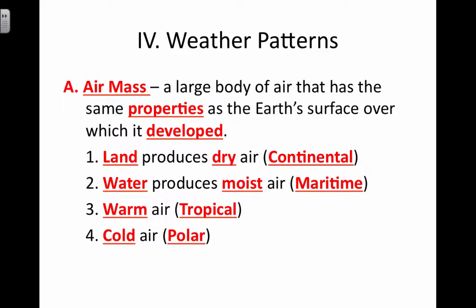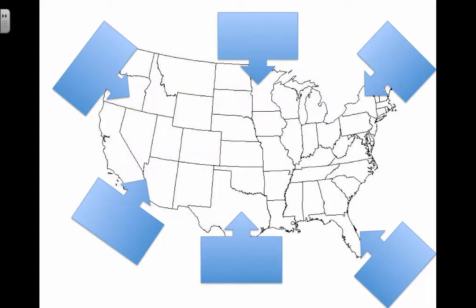Weather patterns. This is a review. Remember we talked about the air masses having the properties of the earth where it formed? You can have dry forming over land, moist forming over water, warm and then cold. And because of that, we had all of these air masses coming in, and right here in the center, that's where we had Tornado Alley.